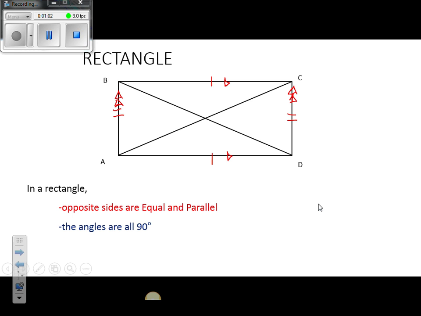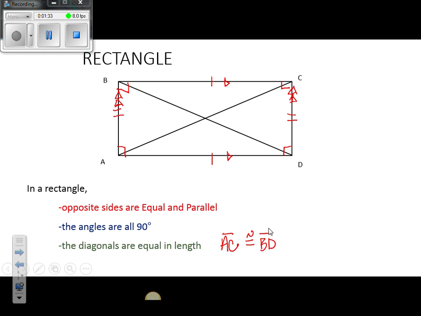Another property of a rectangle is that all the angles are 90 degrees. Now that's a little different than a parallelogram because a parallelogram is kind of slanted and a rectangle doesn't have any slants. So because a rectangle doesn't have any slants and it has 90-degree angles, it makes it just a little bit special type of a parallelogram. All right, another property is that the diagonals are of equal length. So AC is congruent to BD.